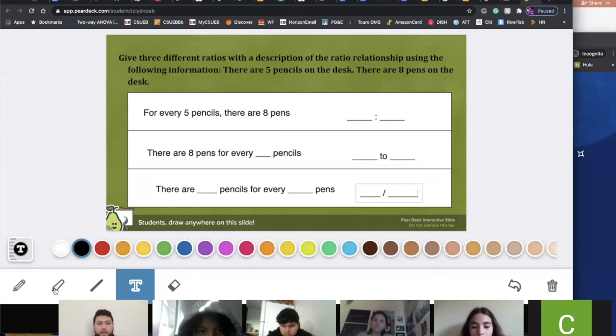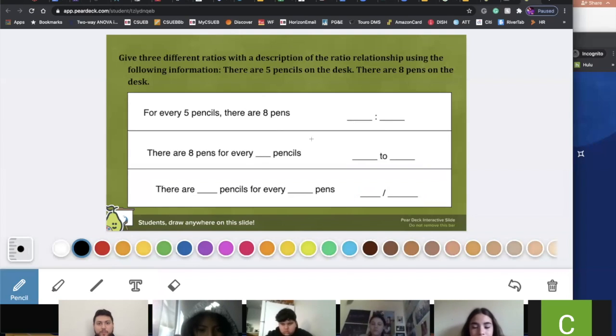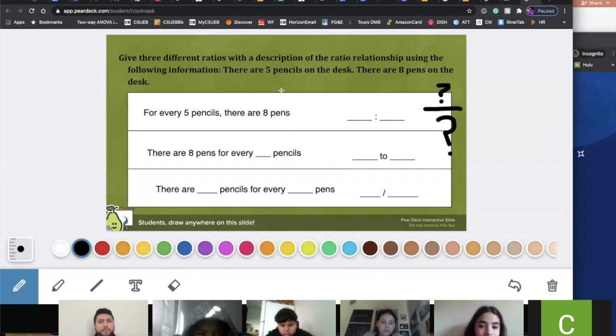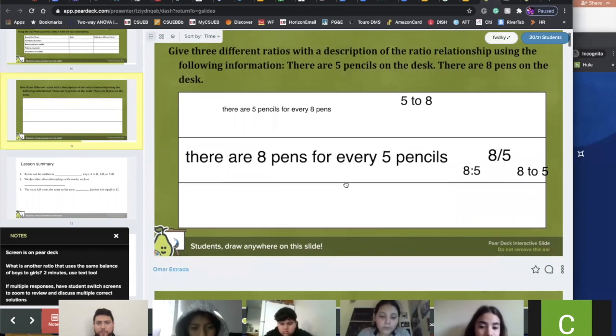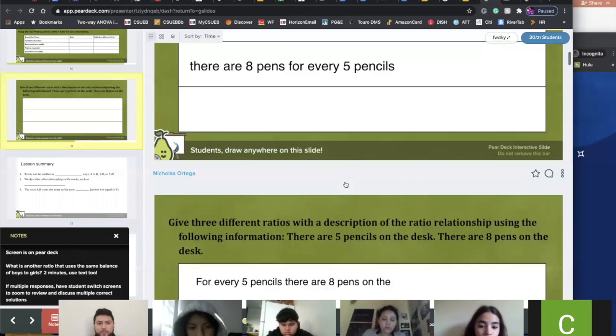And if you want to draw that fraction, you can also use blank over blank. So something goes here, and something goes here. So these are all the forms which we can write this. Let me check on everybody's answers. Omar, great job. There are 8 pens for every 5 pencils. Nice. It's looking like we got this.